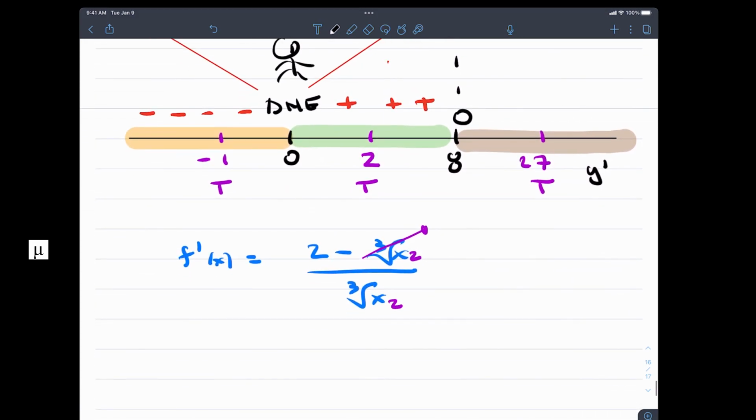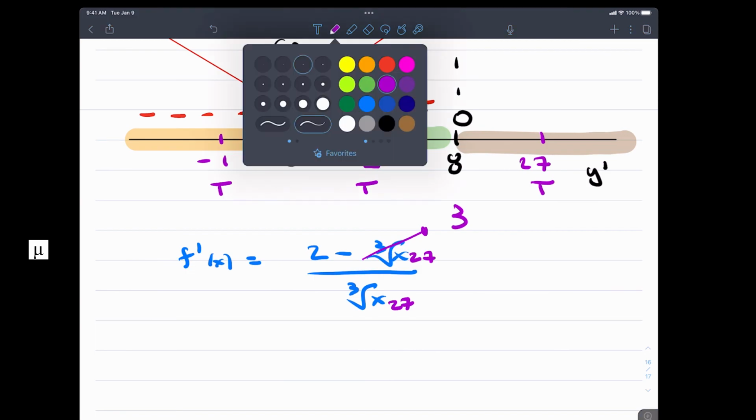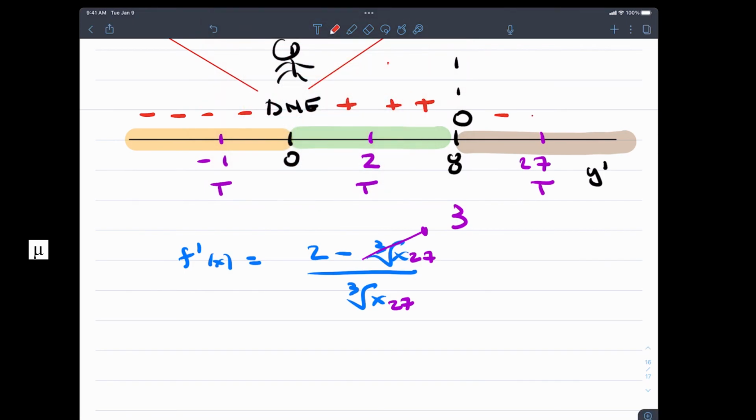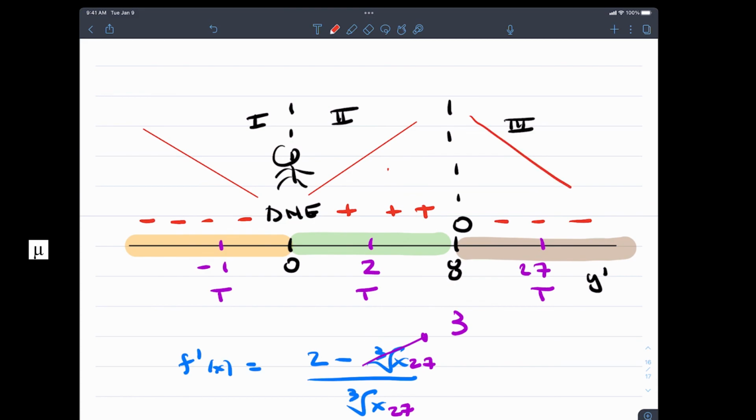What about 27 now? You guys know what the cube root of 27 is? Isn't that 3? So 2 minus 3 is negative. I don't care about the denominator because it's positive, but I have a negative over a positive. And sure enough, I'm standing where? I'm standing on a hill.